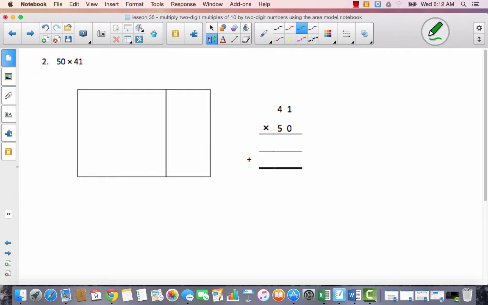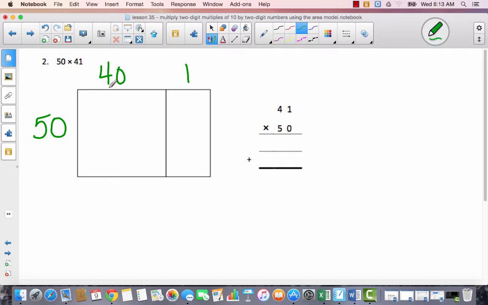All right, so again, I've got 50 times 41, so my multiple of 10 is going to go over here where the width would be, and then for the length, I'm going to take 41 and write it in expanded form, 41. Why don't you go ahead and pause the video and try to do the multiplication, and see if you can find the answer by yourself.